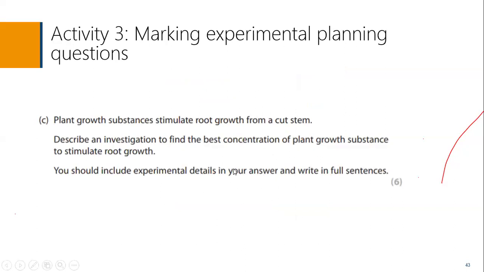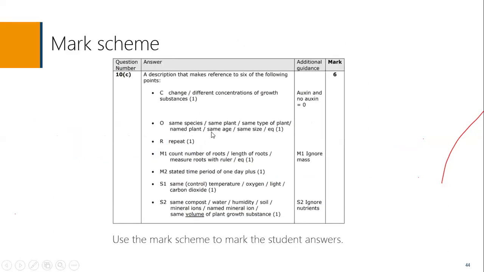So this is the question. It would actually be helpful if they were on the same page, wouldn't it? But this is the question. Describe the best concentration of plant growth substance to stimulate root growth. That's what we're asking the students to do. That's the mark scheme. You should have the three answers to look at in your resource pack, but we will move on and look at them anyway. I see a lot of you are putting your email addresses in to get the resource pack. We will move on and look at the answers, but it will be worth you going back through them with the mark scheme later.